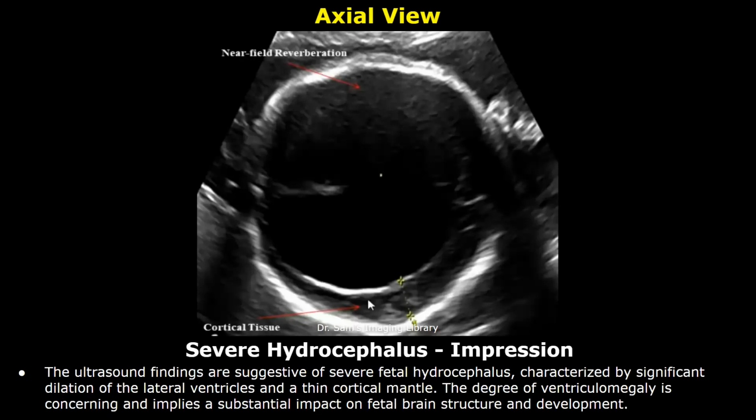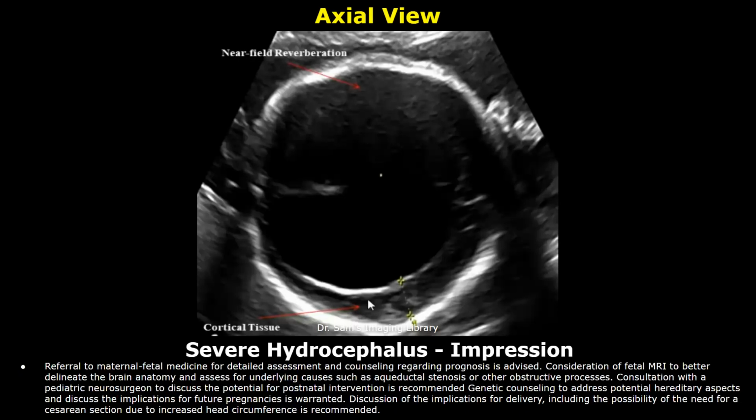This is the impression. The ultrasound findings are suggestive of severe fetal hydrocephalus, characterized by significant dilation of the lateral ventricles and a thin cortical mantle. The degree of ventriculomegaly is concerning and implies a substantial impact on fetal brain structure and development.